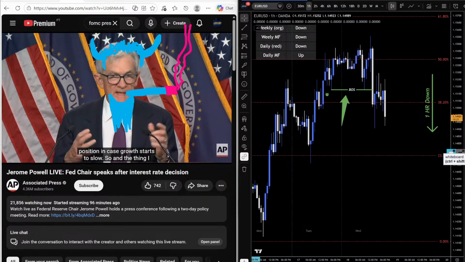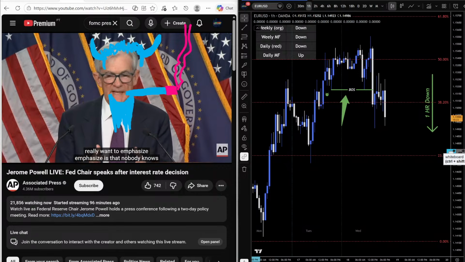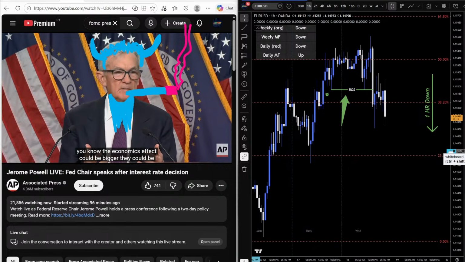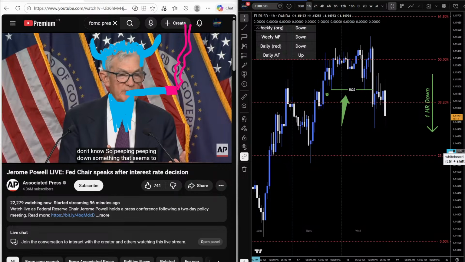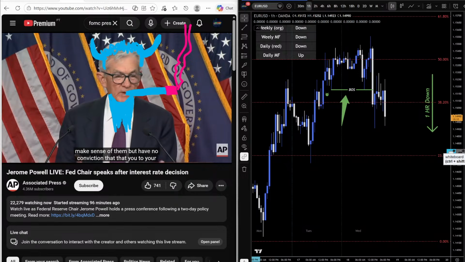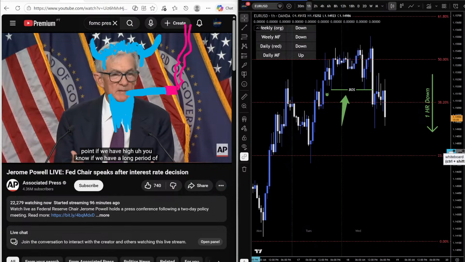So people are writing down something that seems to make sense to them, but have no conviction. To your point, if we have a long period of much higher gas prices, that's going to weigh on consumption. That'll weigh on disposable personal income, and it'll weigh on consumption. But we don't know if that's going to happen.